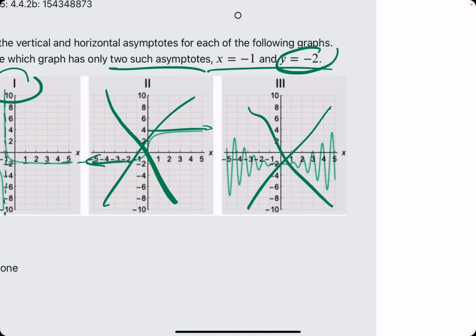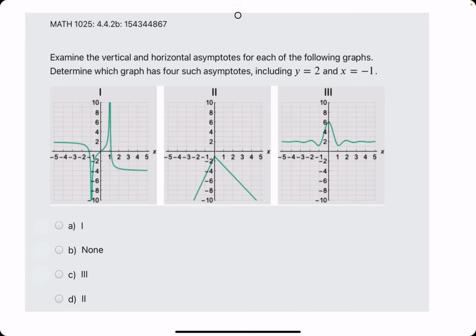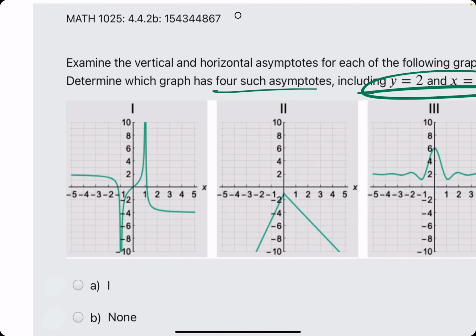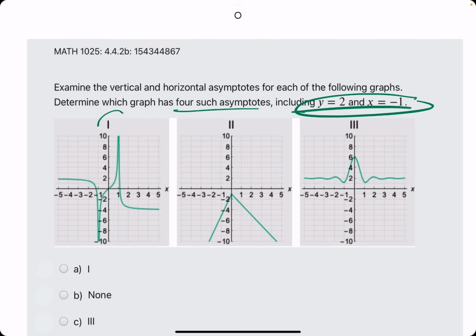Let's go ahead and do 1 more. This one is asking for 4 asymptotes, including these 2. So we want to see these 2, but we also want to see 2 more, because they say 4 asymptotes total. So usually these are easy to identify as long as it's there. It should usually look like number 1 here.